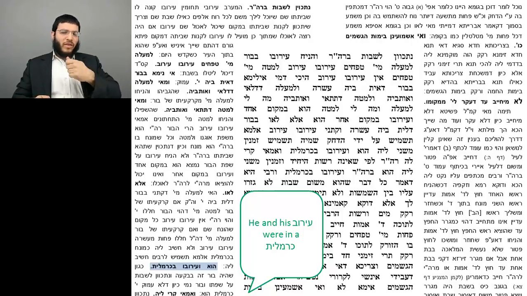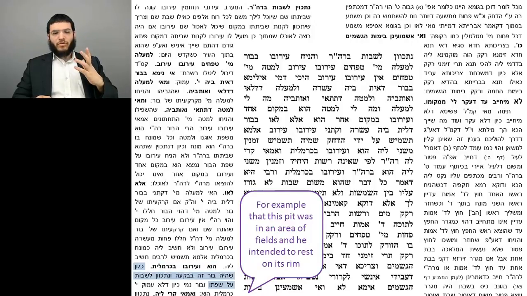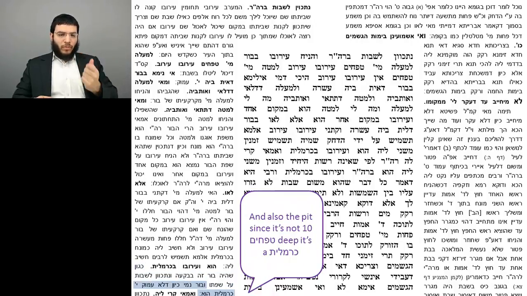How could it be that he and the eruv are in a karmelis? What's an example? For example, that this pit was in an area of fields, and we know that a bika is a karmelis. And he intended to rest on its rim. So he intended to rest in a karmelis. Ubor nami, and also the pit, since it's not 10 tefachim deep, it's a karmelis. So Rava responded that no, it is a karmelis.